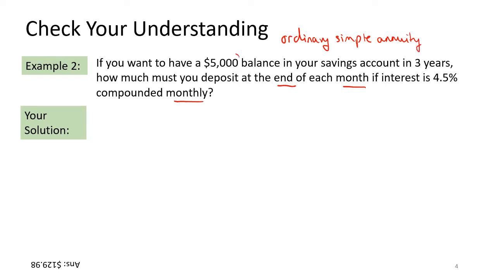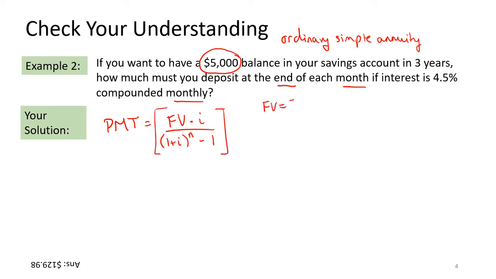And it's wanting you to have a $5,000 balance in 3 years, meaning that is the future value. So again, we start with our future value formula. Okay, so the payment with future value known is equal to your future value times your periodic interest rate divided by 1 plus your periodic interest rate to the exponent n, your total number of payment periods, minus 1.